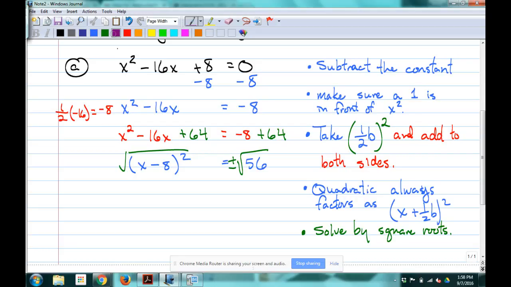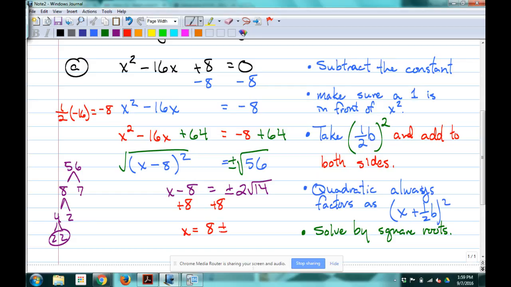So on the left side, we got x minus 8. The right side, we got plus or minus, and then we did break down the 56. 8 and 7, 4 and 2. Pair 2, so that's 2 radical 14. Get x by itself. 8 plus or minus 2 radical 14. And we found the solutions to that original problem by completing the square.